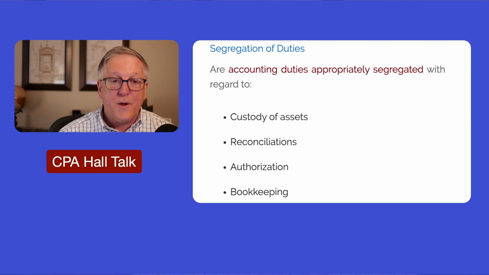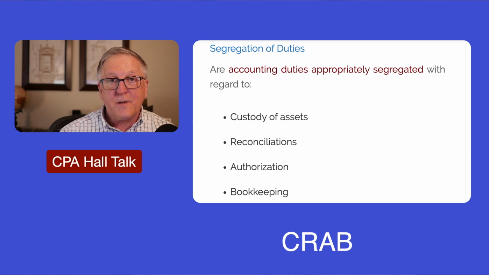One of the things you're looking at in a walkthrough is whether or not the entity has appropriate segregation of duties. And I look at segregation of duties in terms of 4 factors. 1, custody of assets. 2, reconciliations, who's performing those reconciliations. 3, authorization, who's authorizing the transaction. And then finally, bookkeeping. Now you'll notice CRAB are the first letters of these 4 factors, and that spells crab.